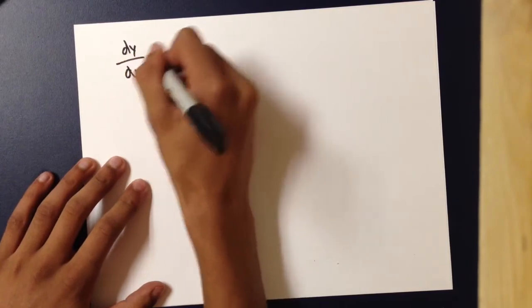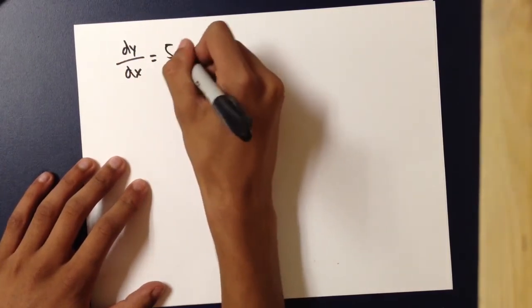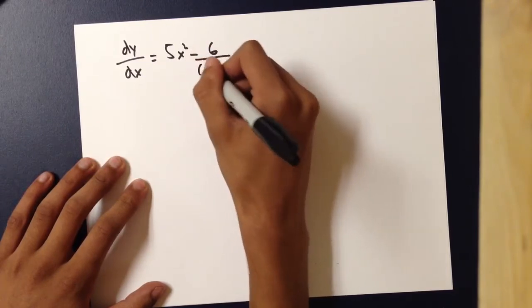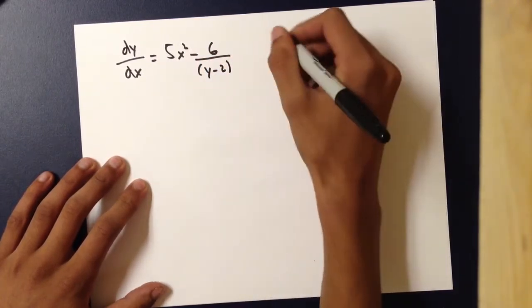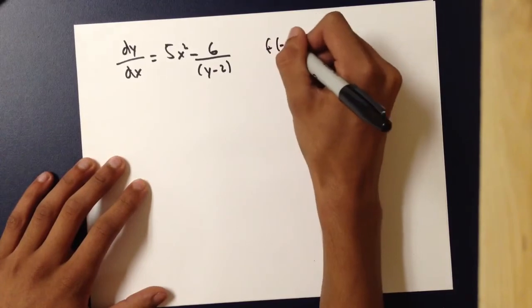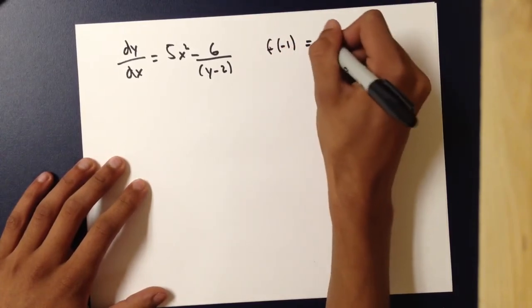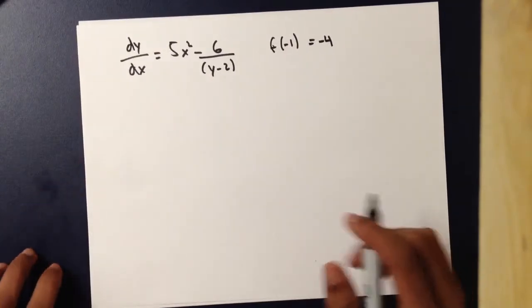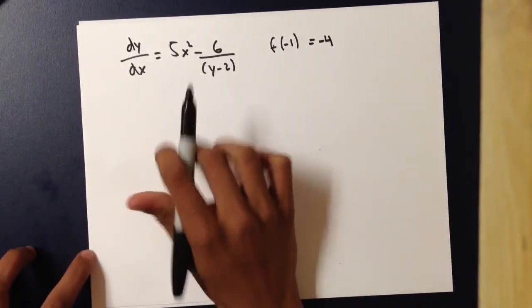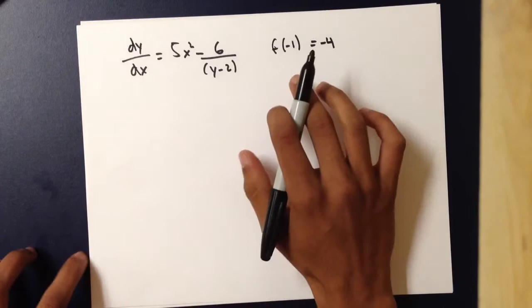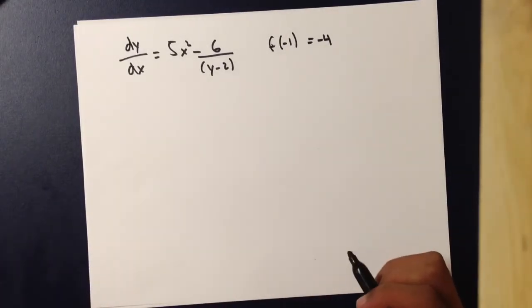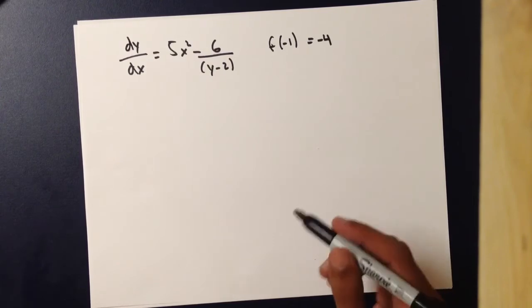So let's just say that dy/dx is equal to (5x squared minus 6) over (y minus 2), with the initial value f(-1) equal to -4. Those are the two requirements for using Euler's method: you need to have a differential equation, and you need to have an initial value. So let's say that we want to evaluate f(0) with this.